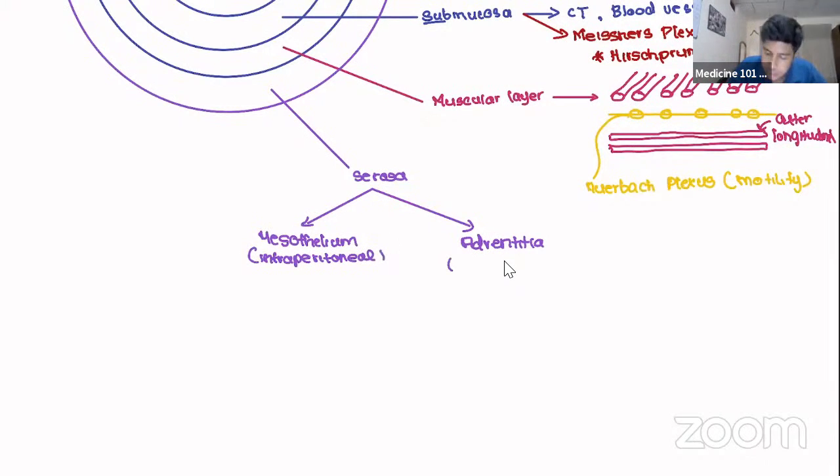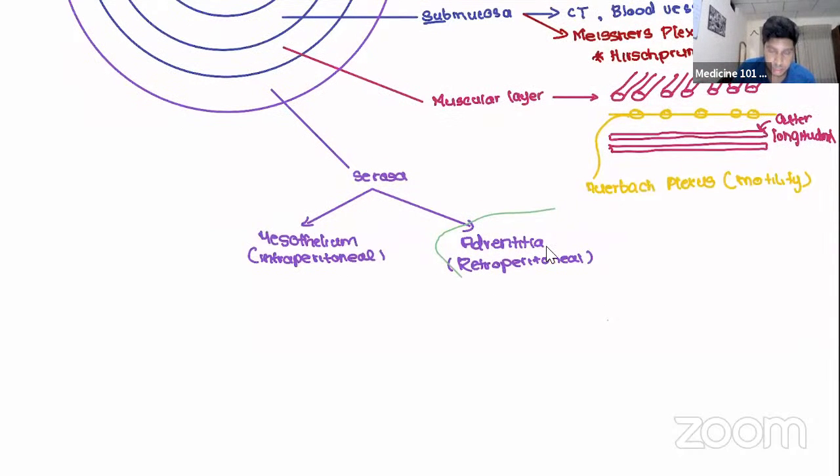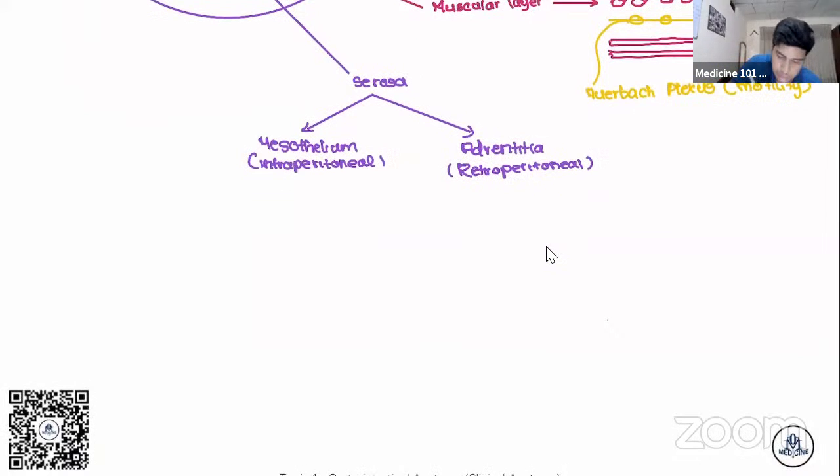And the adventitia is seen in retroperitoneal organs. Now, I will talk about intraperitoneal organs and retroperitoneal organs. Nishant, can you please erase this? Yeah, thank you. So tomorrow I will discuss the organs which are intraperitoneal and which are extraperitoneal.